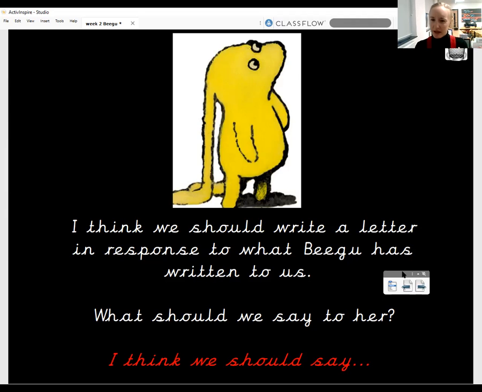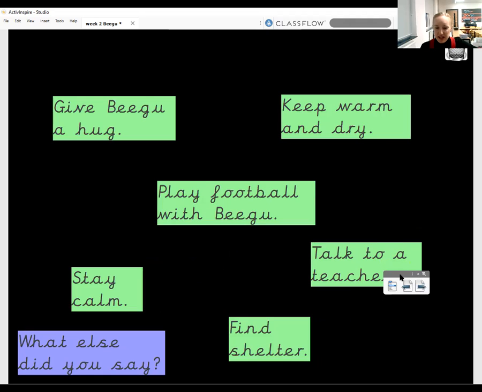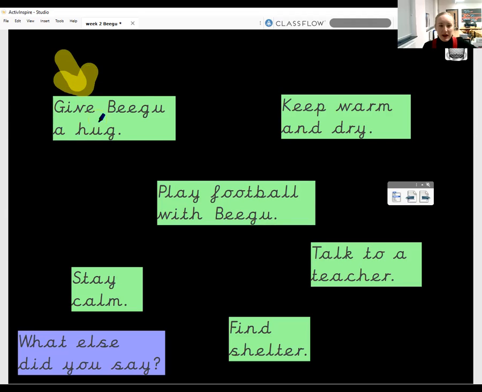Can you remember those commands that we looked at the other week when we were telling her to do things like eat some pizza or talk to your friends or play with some new friends or go to a school and play with the children? Can you remember those? I wonder if we should say those to Bigu to try and cheer her up. So here are some examples of the commands that we wrote. Here I've got give Bigu a hug. Yeah, I like it when people give me a hug. That might cheer her up as well.